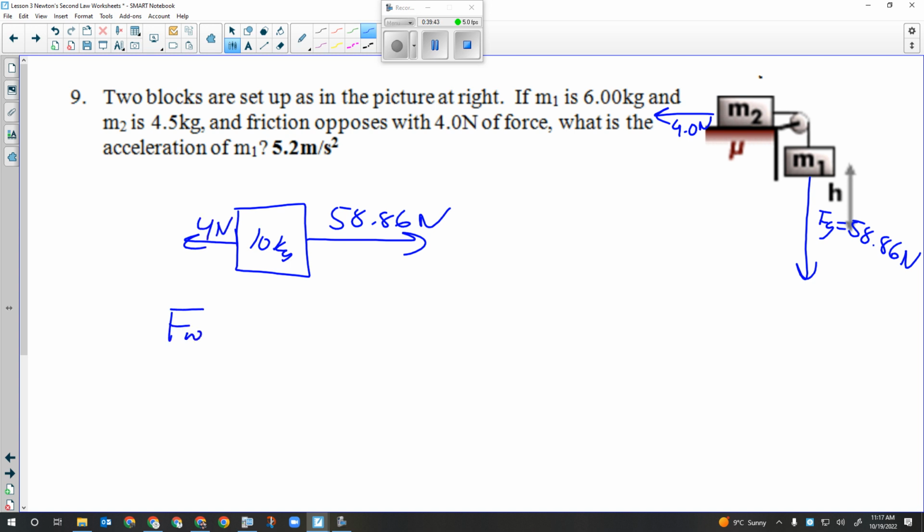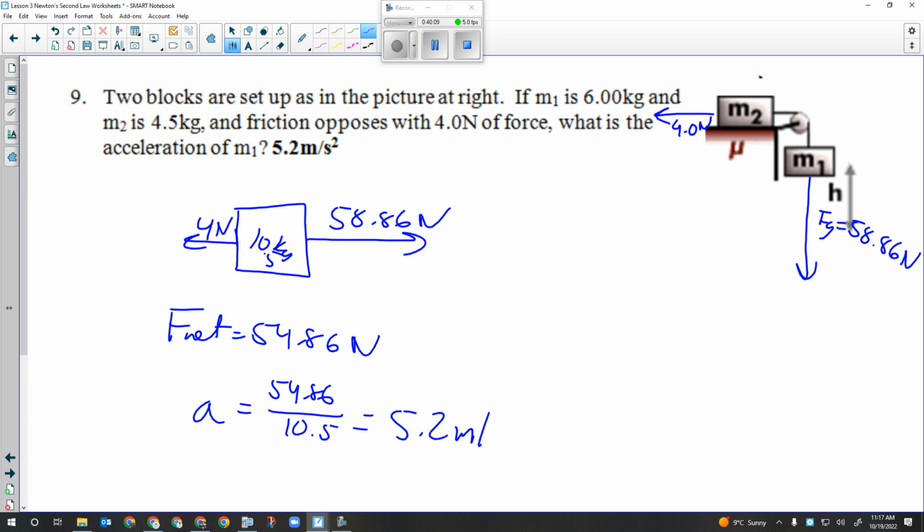So my net force is 54.86 newtons. The acceleration is then going to be 54.86 divided by 10 kilograms. Okay. Sorry, what? 10.5. 10.5 kilograms. Okay, that's what wasn't gonna work out. I was looking at the answer going, that's not right. Okay, so that's gonna give us 5.2 meters per second squared. Okay, and because it says mass 1, what do I need to put on that? Down.